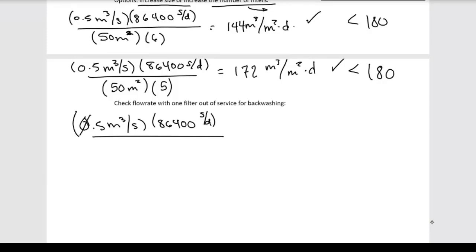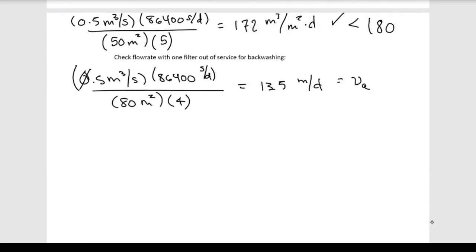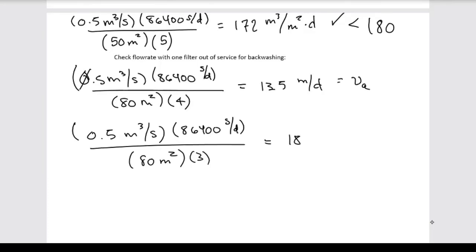And I have 4 filters, but I increased the size to 80 square meters. That corresponds to an approach velocity of 135 meters per day. And then with 1 filter out of service, I would have an approach velocity of 180 meters per day. So either situation is acceptable, and it most likely would come down to cost.